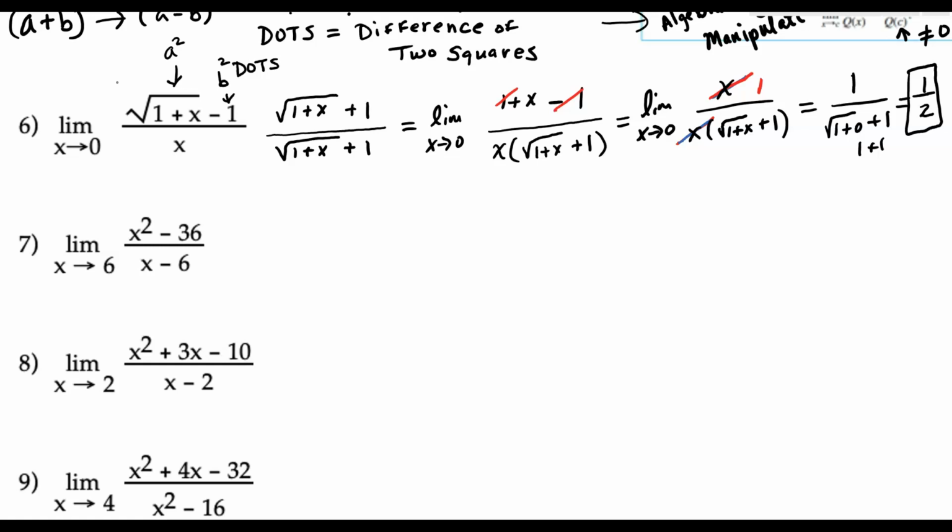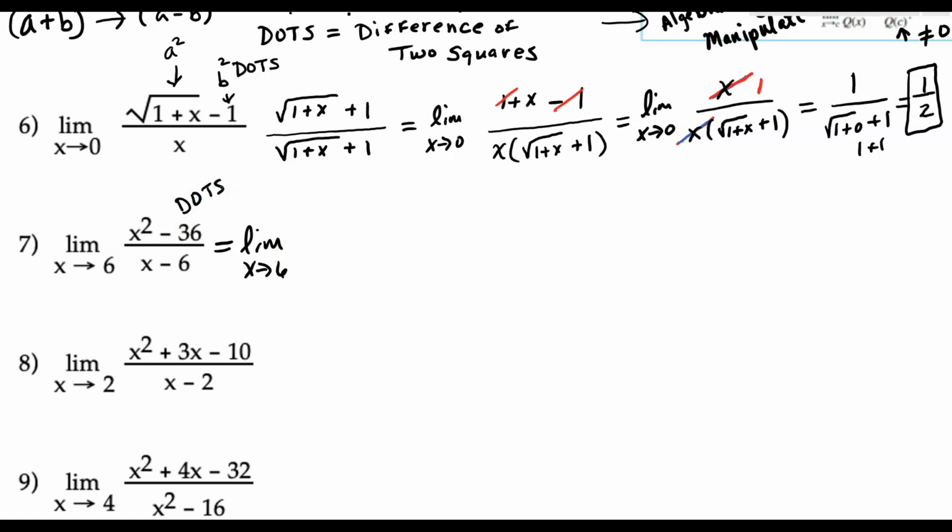Let's go ahead and take a look at another problem. In this next example, again, you try plugging in 6 in the denominator and you see that you have an issue. So we're going to try again algebraic manipulation. What I notice when I look at this problem here is that this top can be factored. And this is again what I call dots, a difference of two squares.